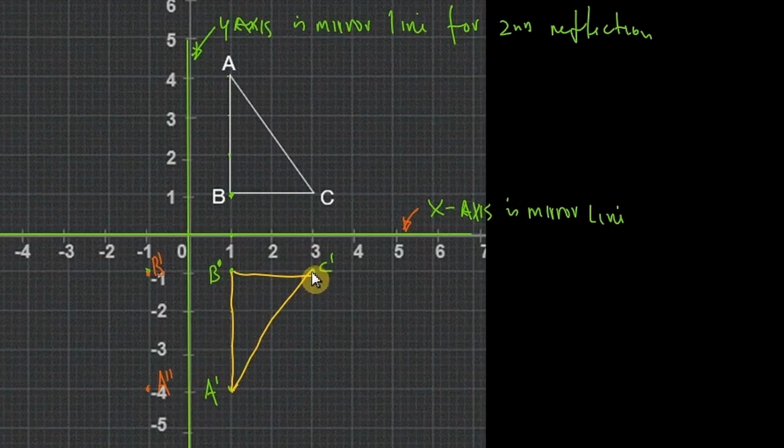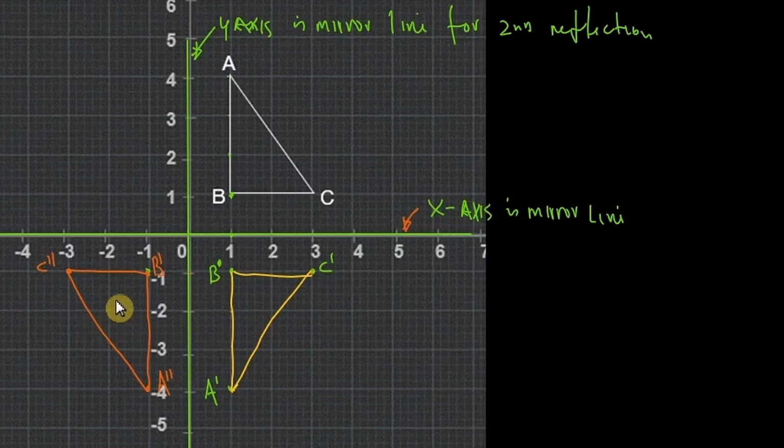And C double prime will be the image of C prime after a reflection. So let us count to see where it will be on the opposite side of the mirror. So let's count. So C prime is here. So C double prime will be 1, 2, 3 away from the mirror on this side. So let's count 1, 2, 3. So this is the location. Now we can proceed to draw our new image. So this is our new image triangle after a second reflection in the y-axis.